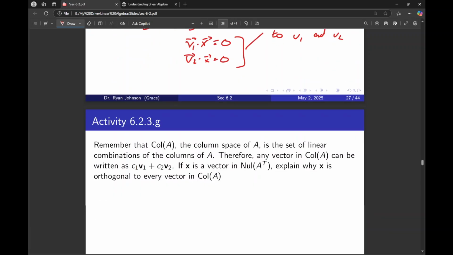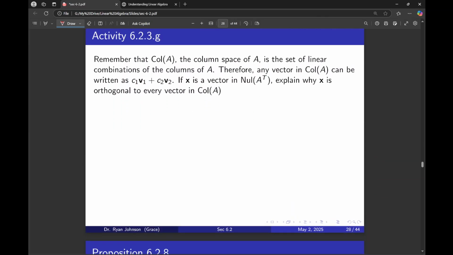Okay. Remember the column space of A. The column space of A is the set of linear combinations of the columns of A. Therefore, any vector in the column space of A can be written as C1v1 plus C2v2. If X is a vector in the null space of A transpose, explain why X is orthogonal to every vector in the column space of A.